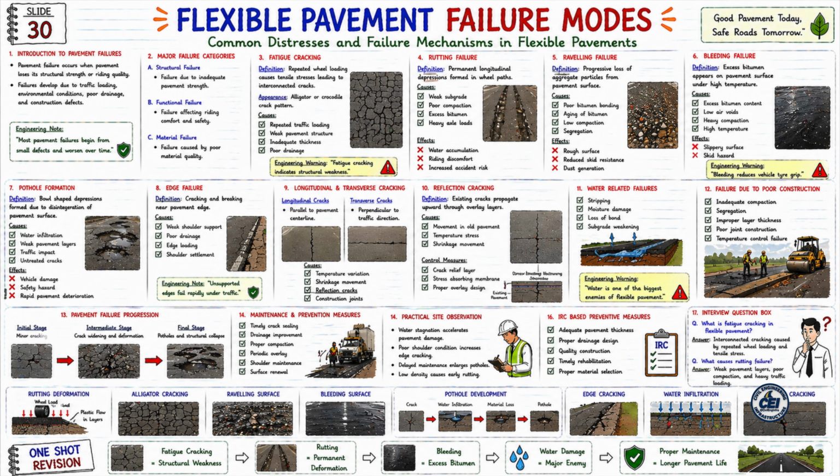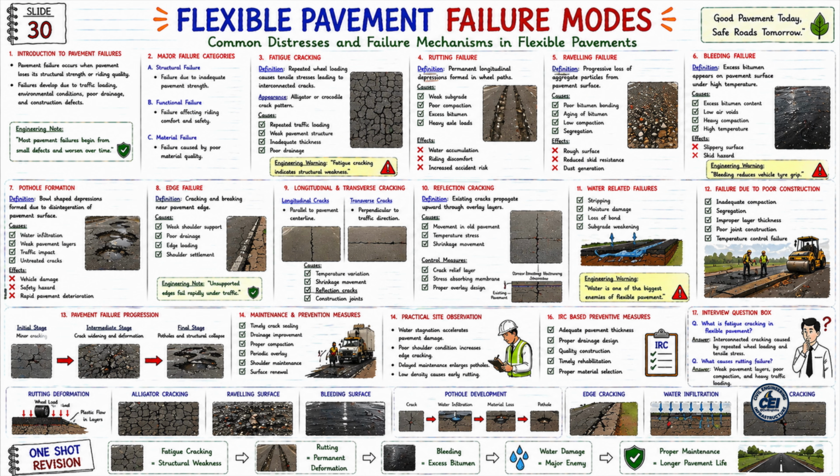Now let us look at the second topic. Major failure categories. Flexible pavement failures are divided into 3 categories. A. Structural failure, when pavement strength becomes insufficient. B. Functional failure, when riding comfort and safety are affected. C. Material failure, when failure develops due to poor material quality. And this classification is very important in the field of engineering.